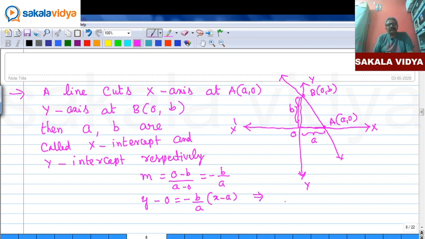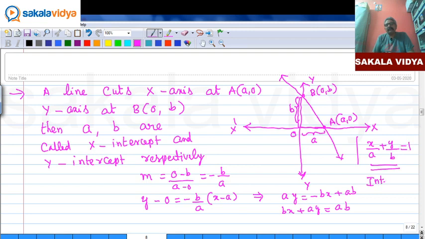So, now we can write this as ay equals minus bx plus ab. Now, bx plus ay equals ab. Divide by ab. If you divide by ab, you get x by a plus y by b is equal to 1. This is called intercept form. So, that means we have discussed intercept form.